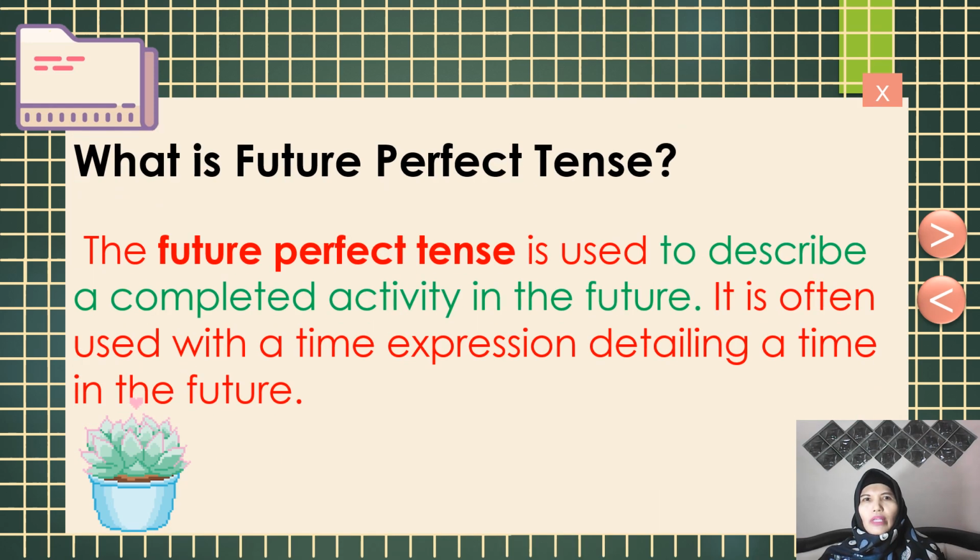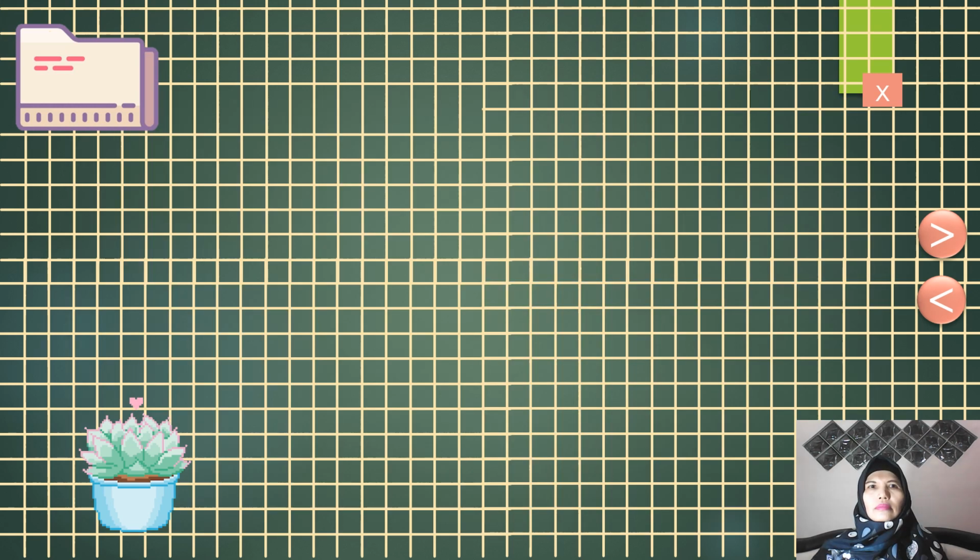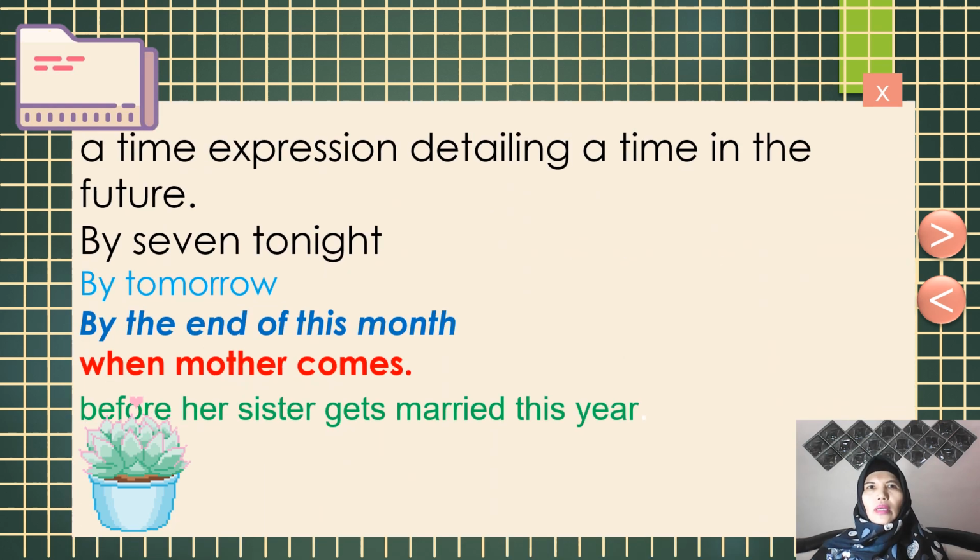What is future perfect tense? The future perfect tense is used to describe a completed activity in the future. It is often used with a time expression detailing a time in the future, for example, by 7 tonight, by tomorrow, by the end of this month, when mother comes, before her sister gets married this year.